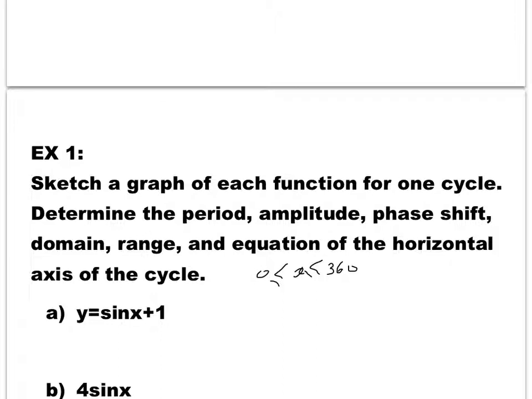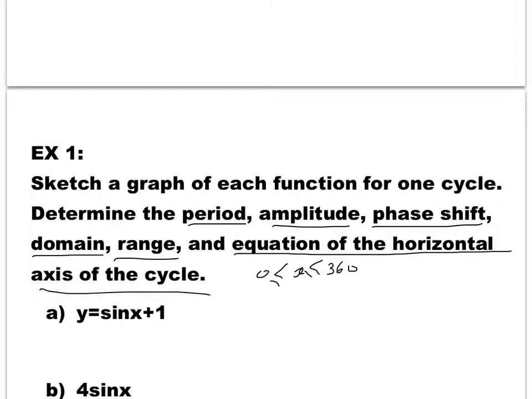and 0. And then specify the period, amplitude, phase shift, domain, range, equation of horizontal axis of cycle. This line is the line that goes right in between the amplitude. So this is the one that is going to half the amplitude. I'm going to show you. It's nothing special about it. We used to have axis of symmetry, if you remember. This is the name for axis of symmetry for a sine curve. This means that your sine curve is going to be half, right in the middle. So go ahead.